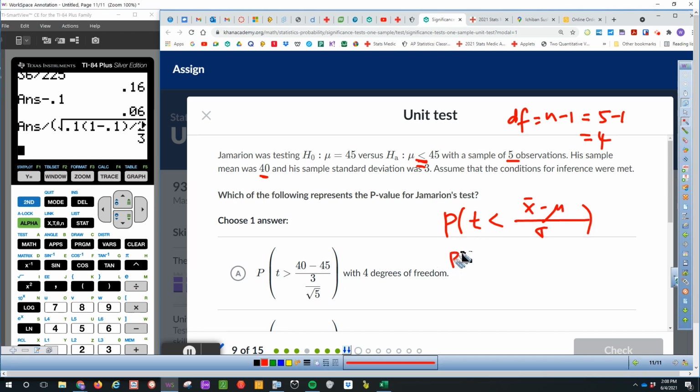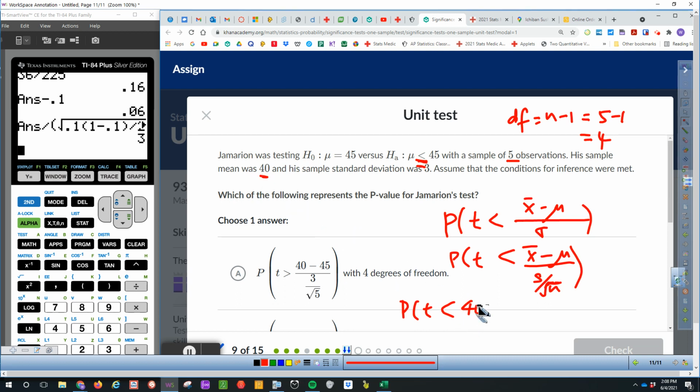So what we're going to do is this. The t statistic is x bar minus the population mean, divided by s divided by root n, right? Because we don't have the population standard deviation, that's why we're using the t distribution. So we use the sample standard deviation divided by root n. That's the formula. So x bar is 40, the mean is 45, the standard deviation is 3, divided by root n, which is 5.